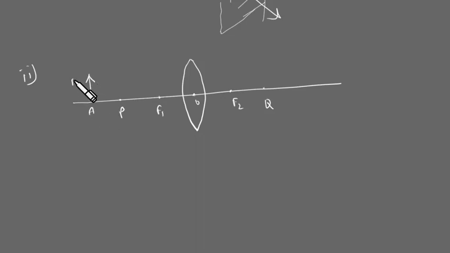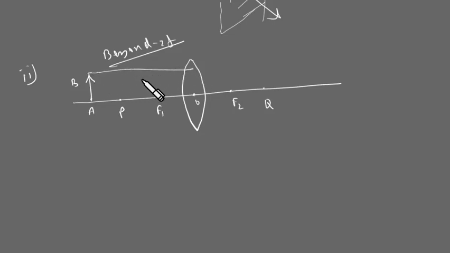AB beyond 2f distance, beyond 2f. Alright, not at infinity but beyond 2f, at infinite distance which is beyond 2f. 2f is what? OP is the 2f distance here. Alright, now we need two beams to form the image. So let's draw two beams.